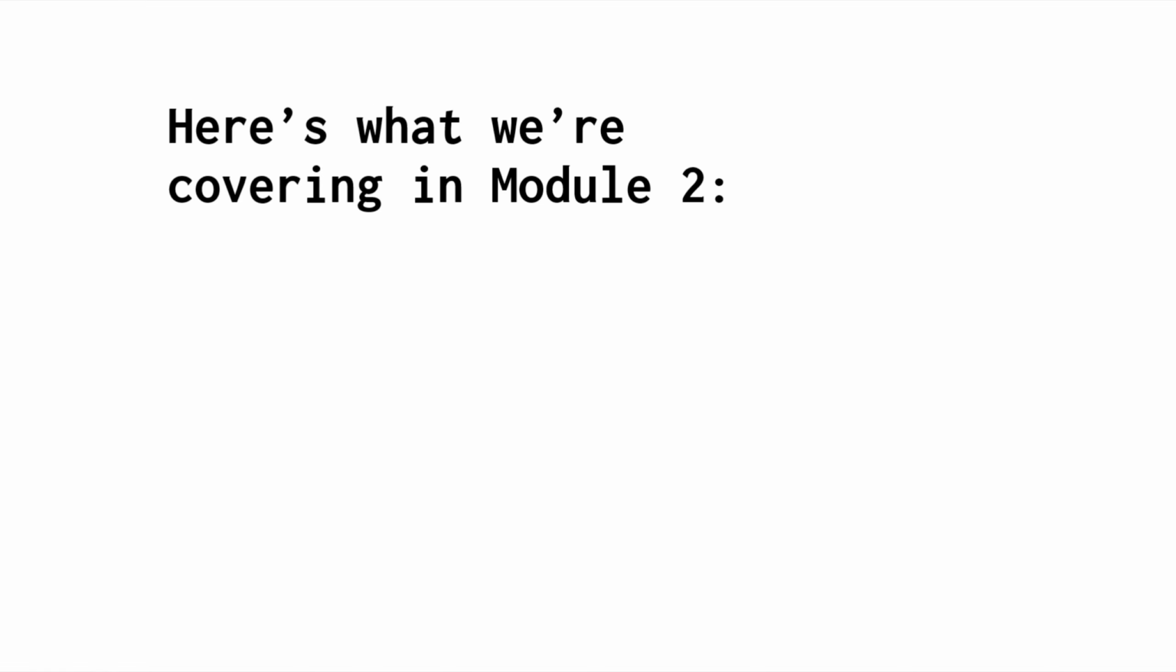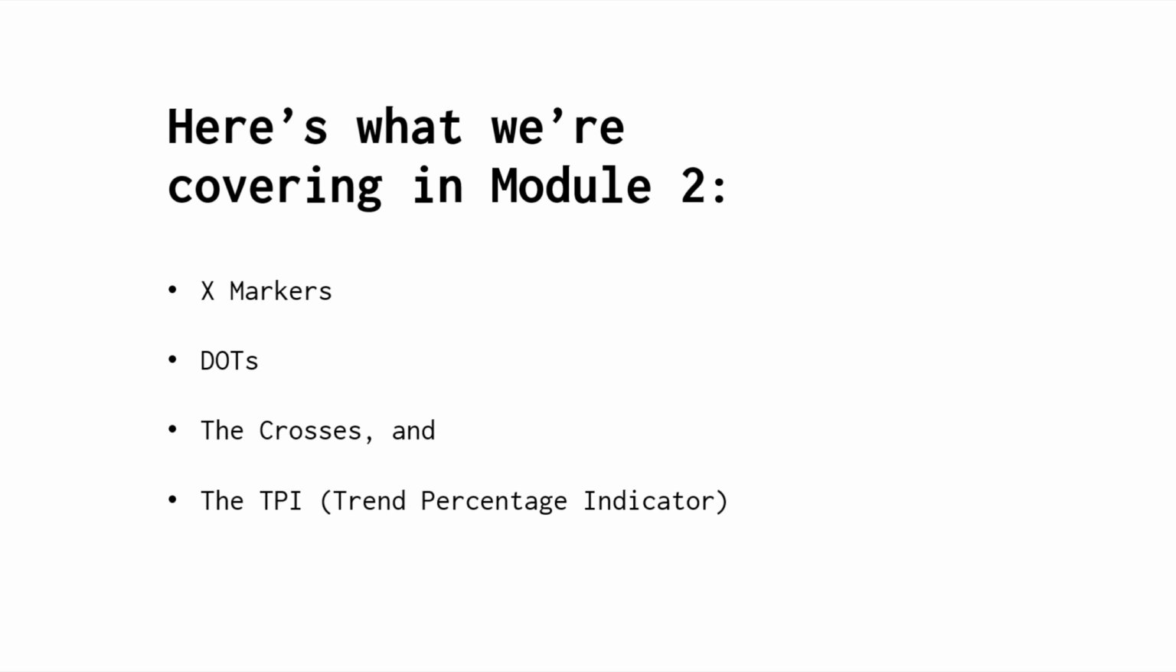So here's what we're covering in Module 2. We have X markers, we're going to cover dots, we're going to cover crosses, and we're going to cover the TPI, otherwise known as the trend percentage indicator. By the end of this module, you will understand all of the signals in the DLTC global signal system and what they mean. Let's begin.